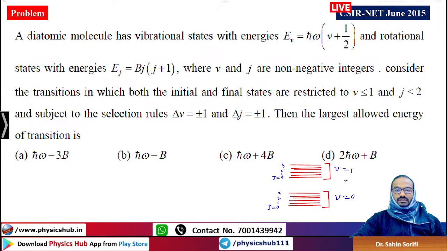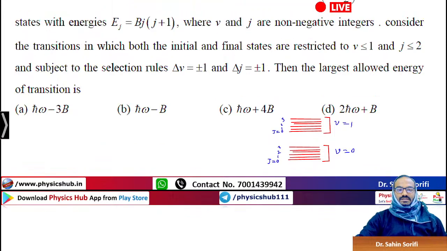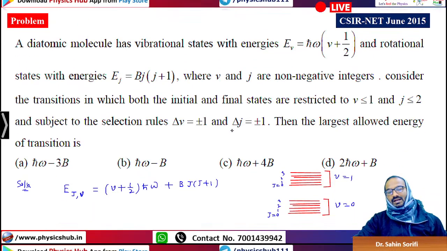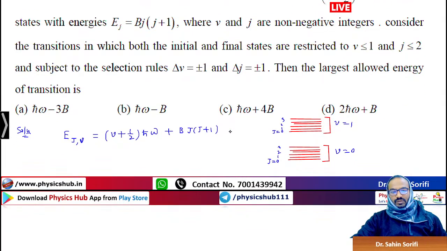Here two types of energies are involved, rotational as well as vibrational. So both the energy values are given. We can write the total energy E, denoted by JV. J is the rotational quantum number and V is the vibrational quantum number. For the vibrational one, we can write V plus half h nu, where h nu is h cut omega, plus B times J into J plus 1. They have used small letters, we are using capital, because we have done the theory with capital.